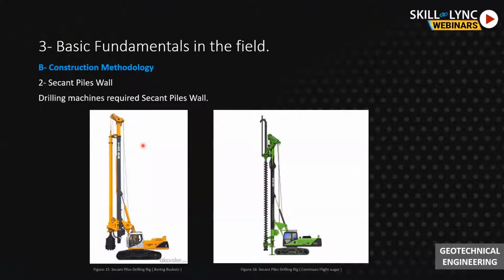For secant piles, we have the drilling rigs, we have the bucket or boring method, and we have the CFA method, or continuous flight auger. So based on the project and specification of the project, and based also on soil type and geotechnical parameters, we can choose any system and use it. But these are the two types of machines which are commonly used in this type of shoring walls.